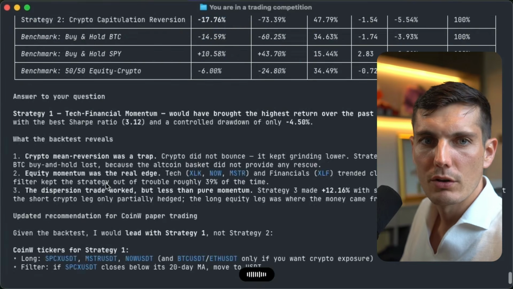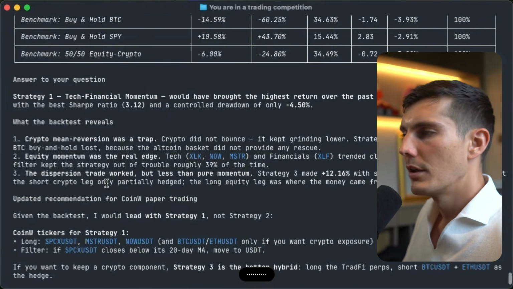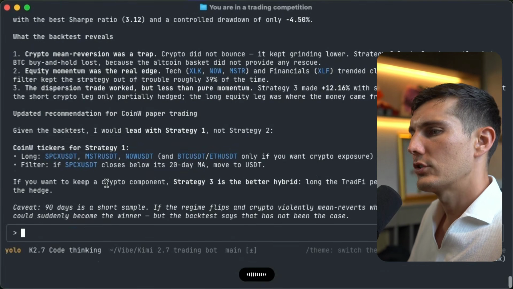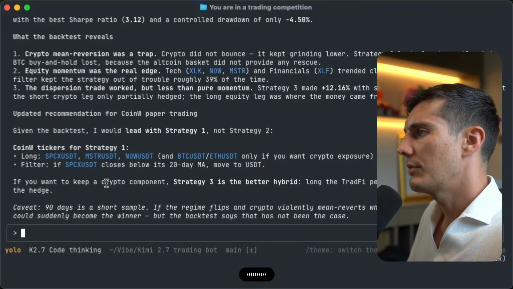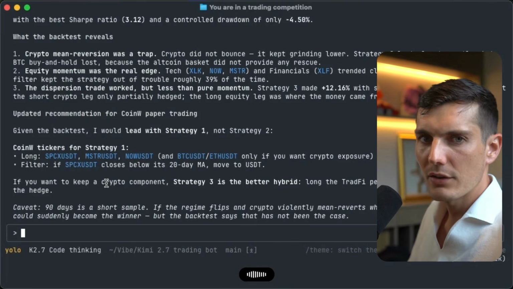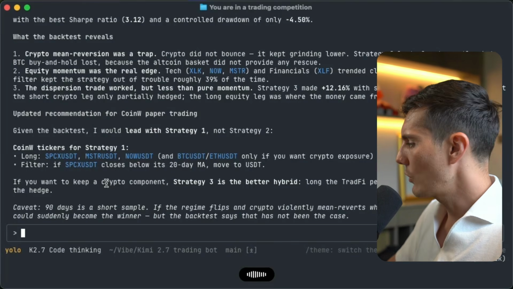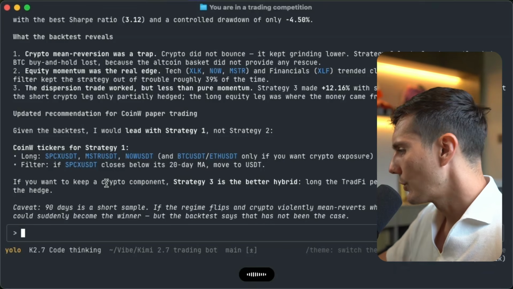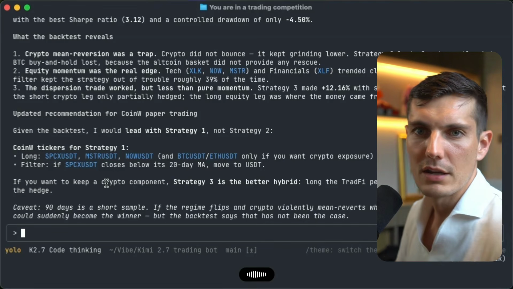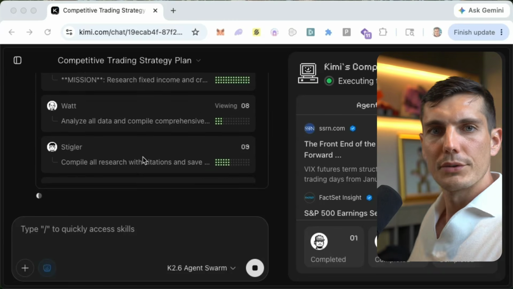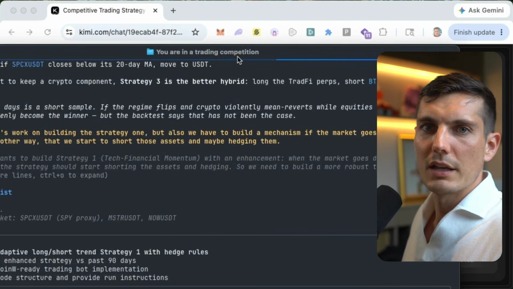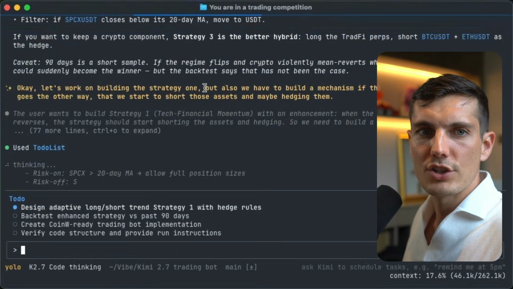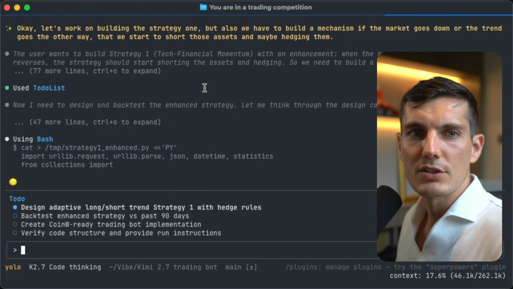Okay, let's work on building the strategy 1, but also we have to build a mechanism if the market goes down or the trend goes the other way, that we start to short those assets and maybe hedging them. Bro, those AI agents taking forever. And here we already have one strategy that we can build. So it's building its own to-do list.